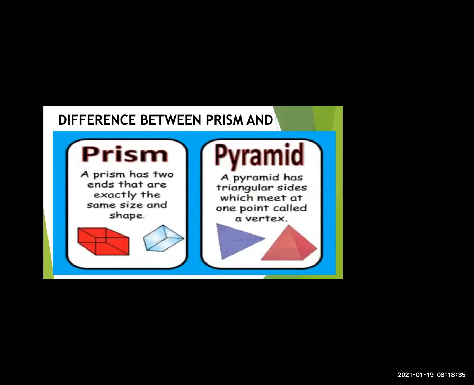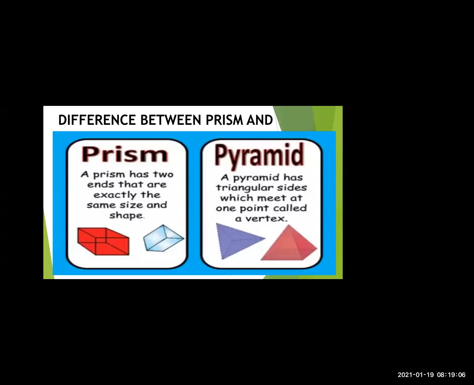A prism has two ends that are exactly the same size and same shape. In short form, I can tell you, a prism has two identical bases. It has two same bases, means it has two bases. If any 3D shape has two bases, that is called a prism. And the coverage will always be of rectangle shape only.